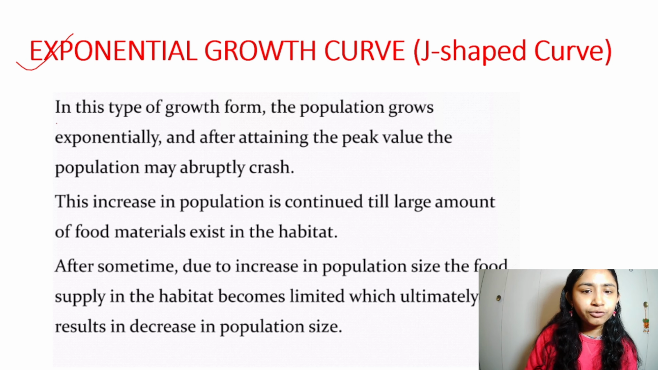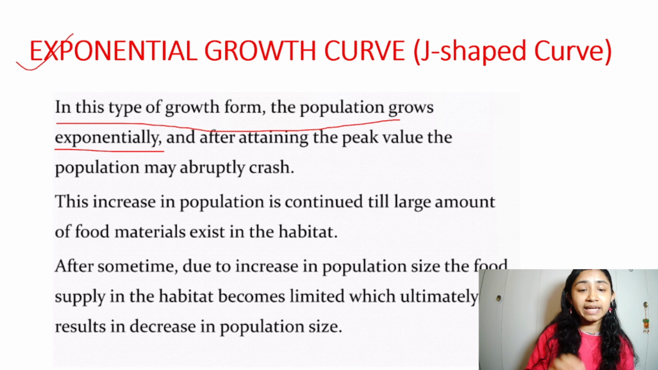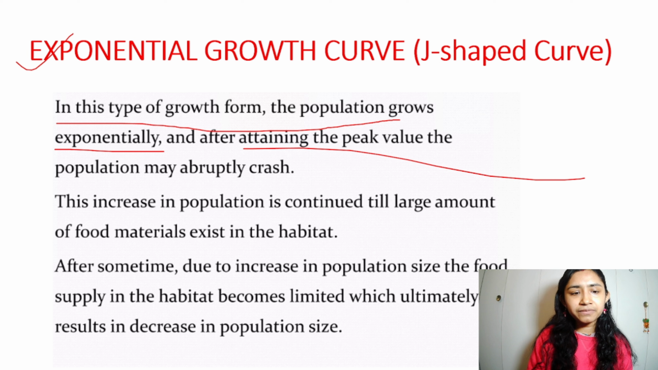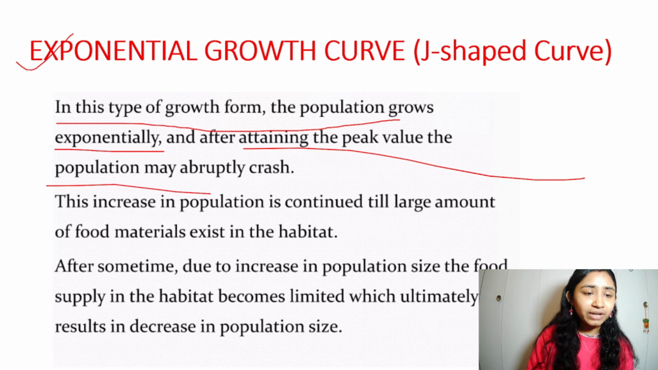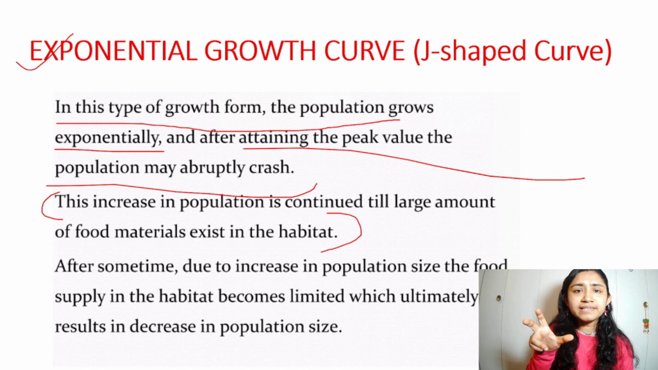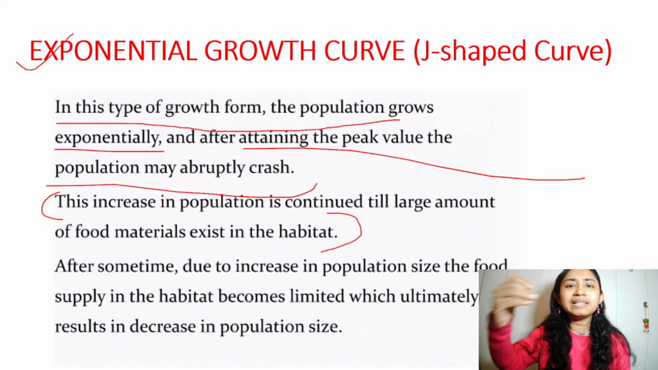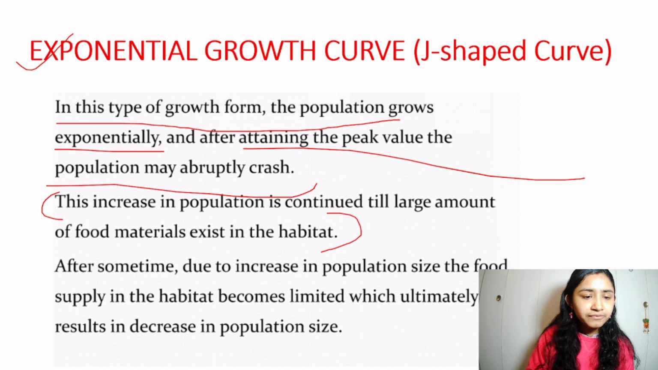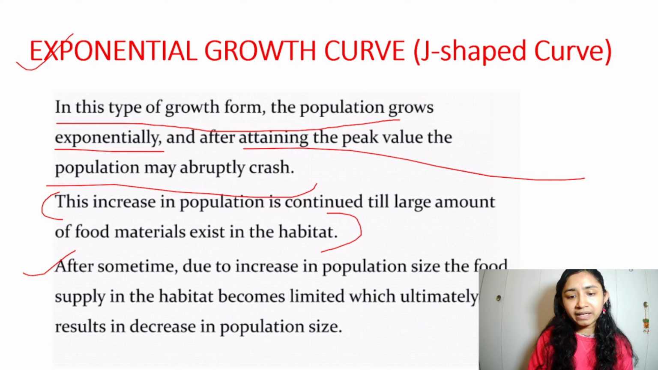In this type of growth form, the population grows exponentially. I told you what exponentially means, and after attaining the peak value, the population may abruptly crash. Of course, when the resource is finished, the population will also crash. This increase in population continues as long as a large amount of food exists in the habitat. After some time, due to the increase in population size, the food supply in the habitat becomes limited, which ultimately results in a decrease in population size.